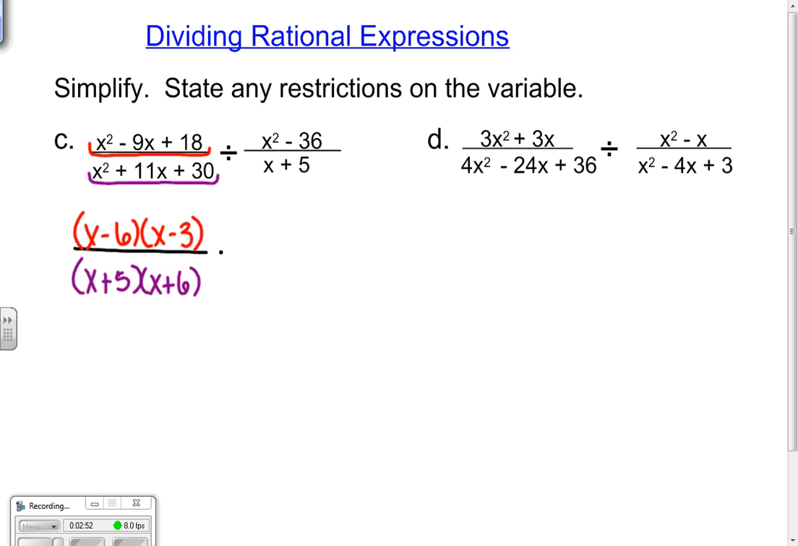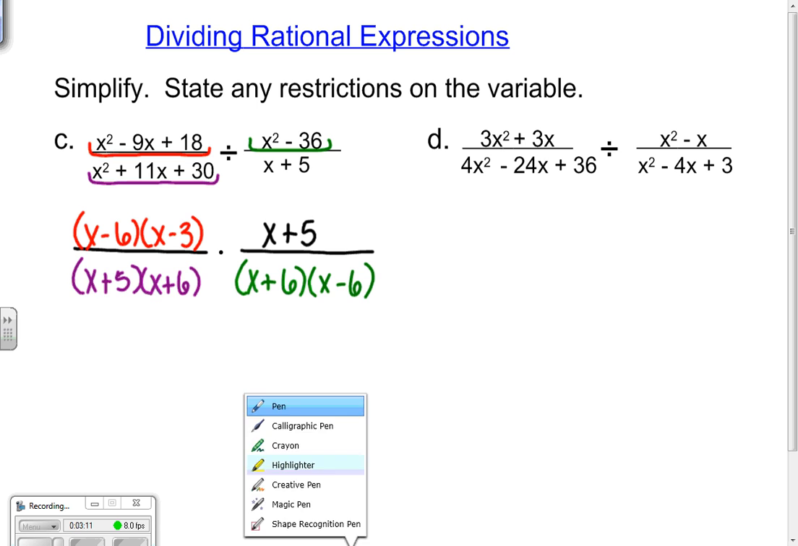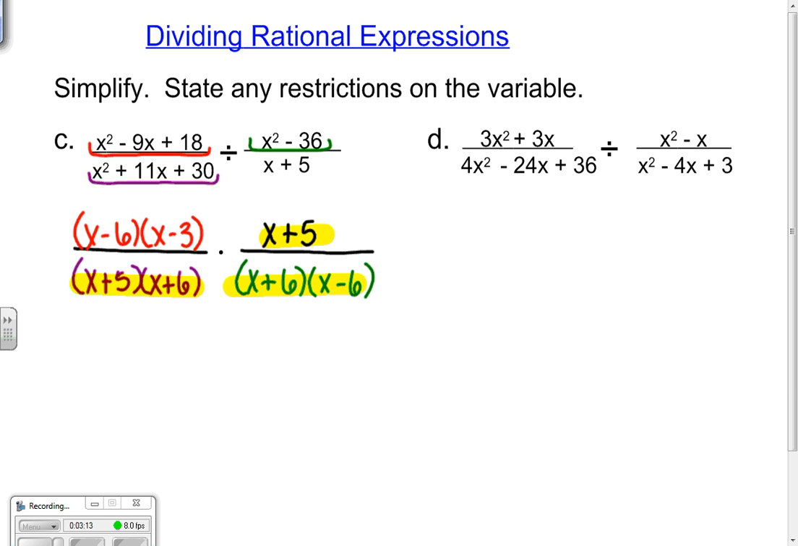I'm going to change it to a multiplication, and I'm going to flip the second fraction. So the x plus 5 that's in the denominator is really going to go to the numerator. And the x squared minus 36 will go to the bottom. X plus 6, x minus 6. Your restrictions come from both bottoms and the numerator of the second fraction. So in this problem, my restrictions are that x can't be -5, -6, and +6.